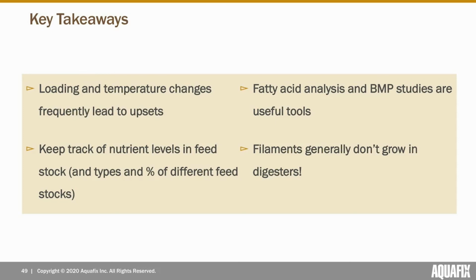And don't just look at one number in the feedstock. Keep track of this over time, or make sure you're getting a high quality composite, because you don't want to be supplementing something that you actually have plenty of. It can tend to make problems in digesters quite a bit worse. Also, filaments don't generally grow in digesters on their own. We look at the last case: they had a big food manufacturer discharging a lot of grease into their system.